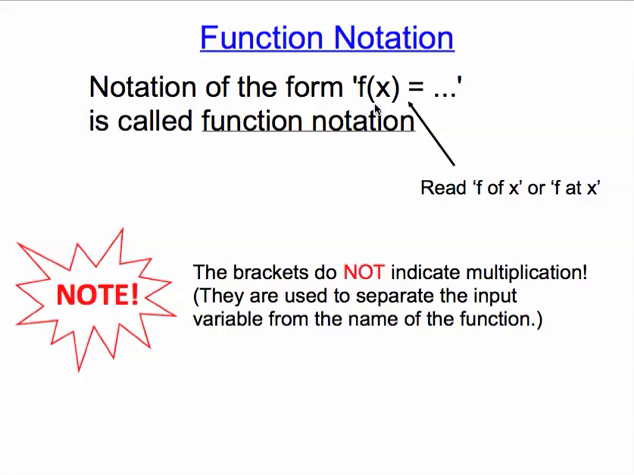We also said to remember that these brackets surrounding the input variable don't mean multiplication. You're not multiplying f by x here. F is the name of the function, like secret identity was when we were discussing the superhero to secret identity function. And x is the input variable. So you're not multiplying, even though we're used to thinking of brackets meaning multiplication. They don't in this instance.